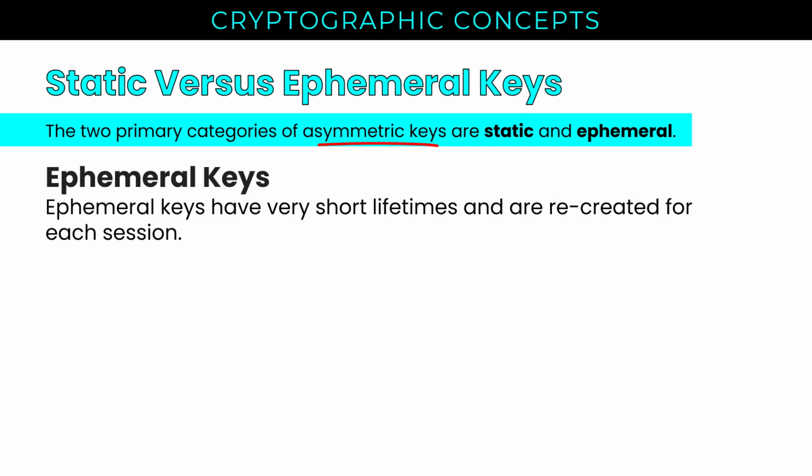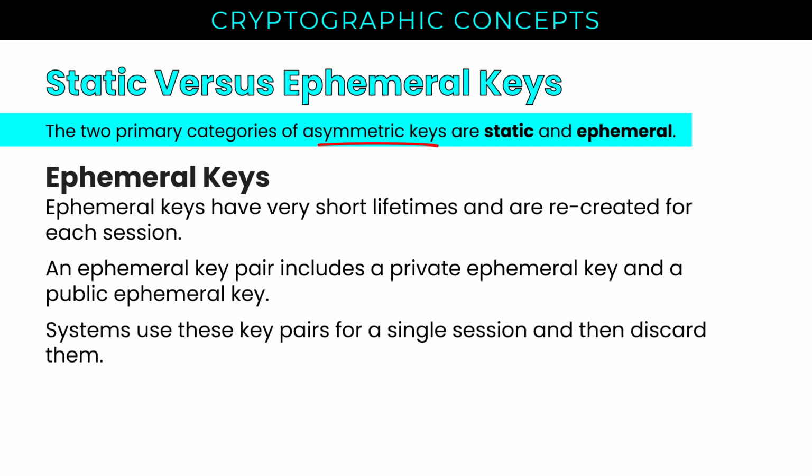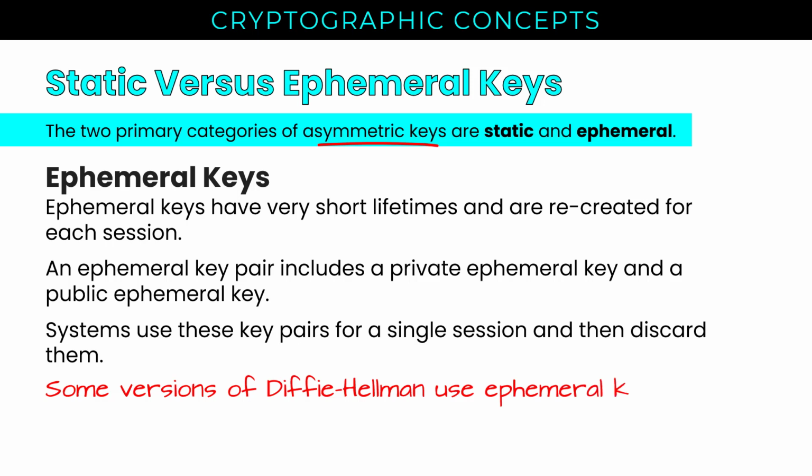Ephemeral keys have a very short lifetime and are recreated for each session. An ephemeral key pair includes a private ephemeral key and a public ephemeral key, and the systems use these key pairs for a single session and then discard them. Some versions of Diffie-Hellman use ephemeral keys.